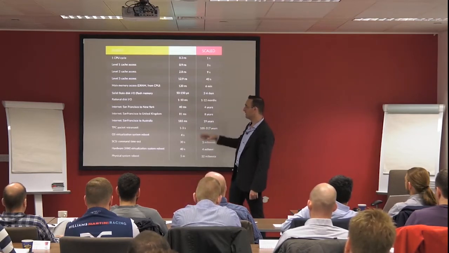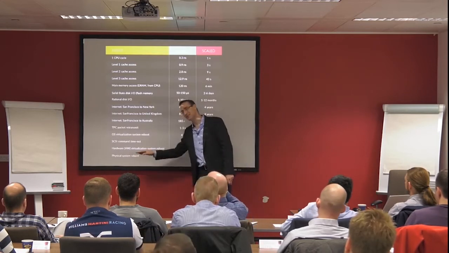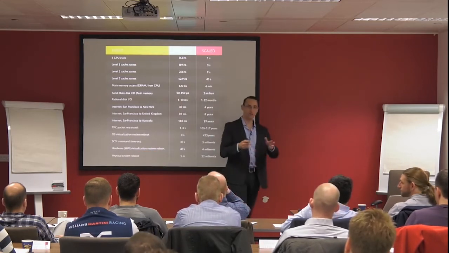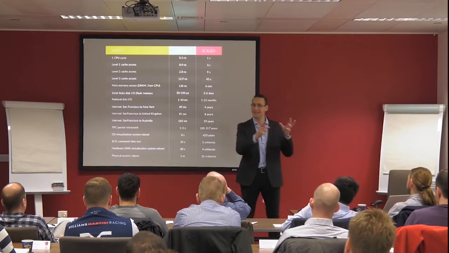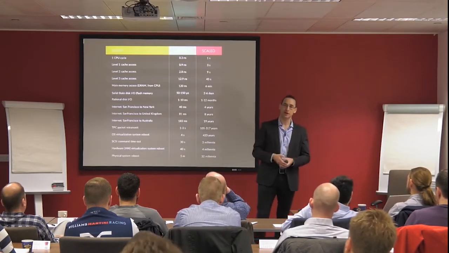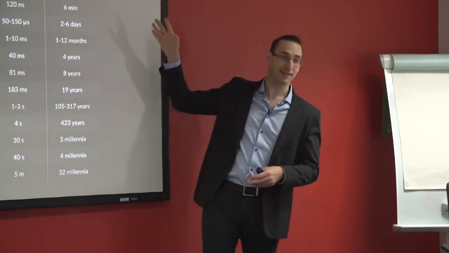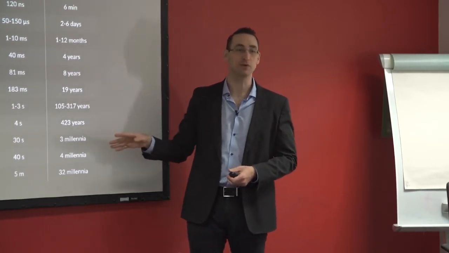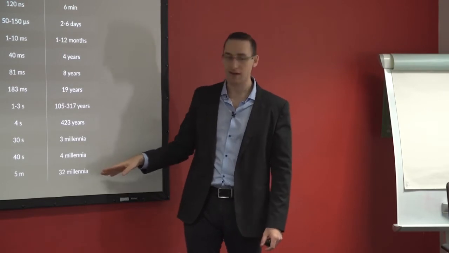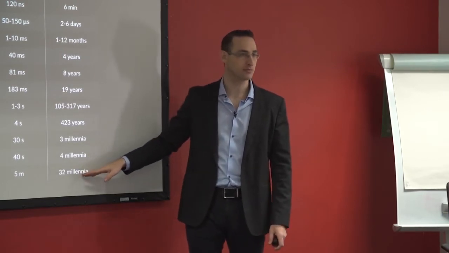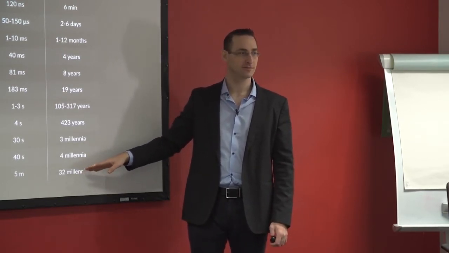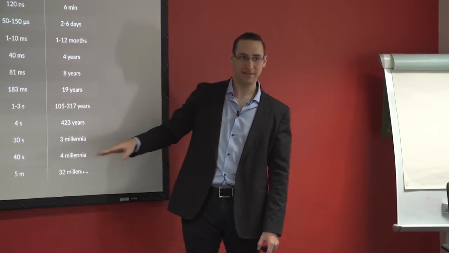Let's say something really bad happens and you have a physical system reboot, an actual machine goes down, it doesn't have power, and needs to start up again. If one CPU cycle is 1 second, a physical system reboot can take on the order of 32,000 years. All right? Millennia.